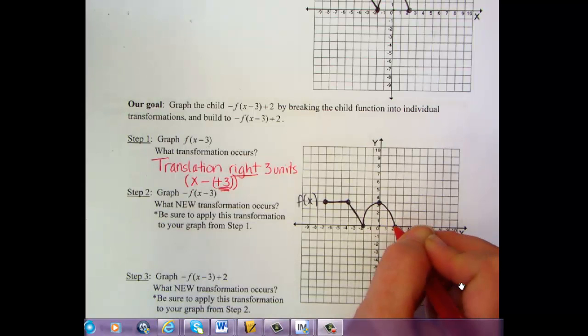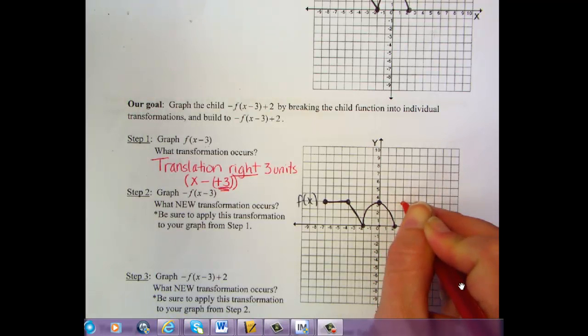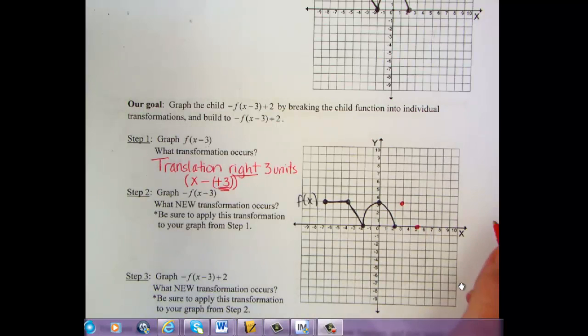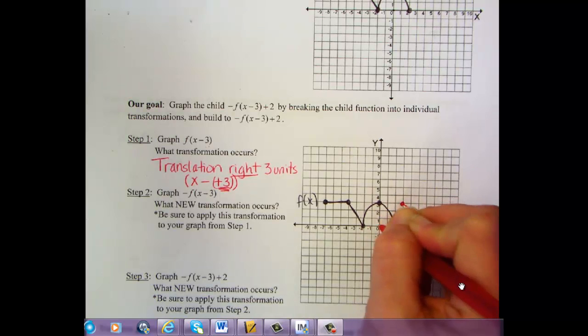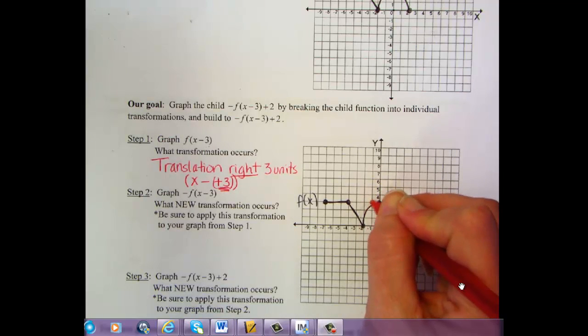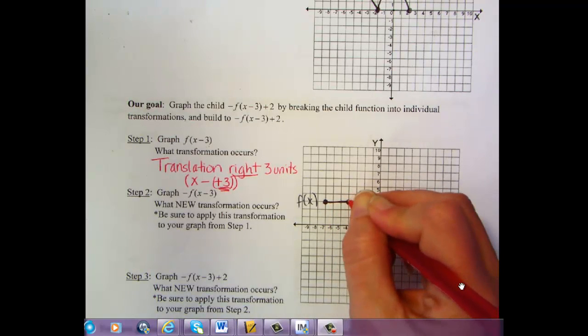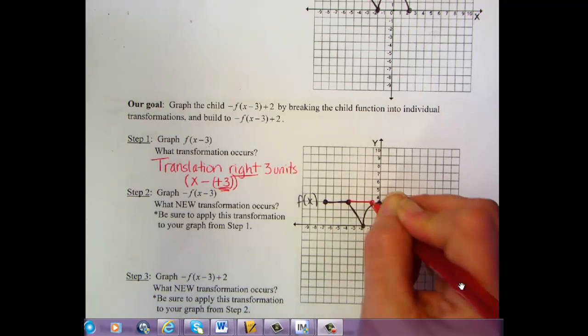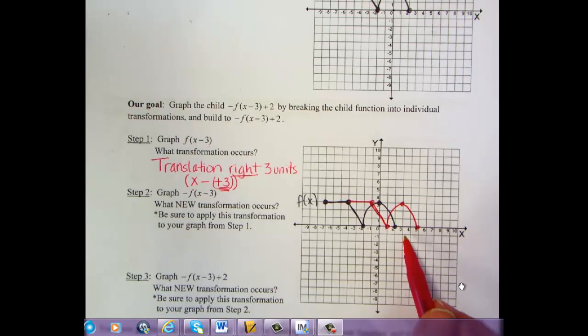I'm going to take each of the points on my new function and translate them right 3 units. So 1, 2, 3. Now when I translate, shape and size don't change, just location. So this looks curved, your child needs to be curved. This looks curved, curve your child. That looks straight, child should be straight. Connect them. So my first transformation was a translation right 3 units.